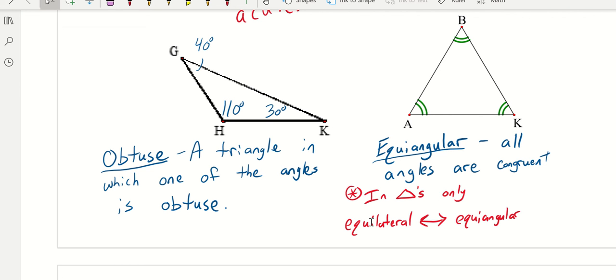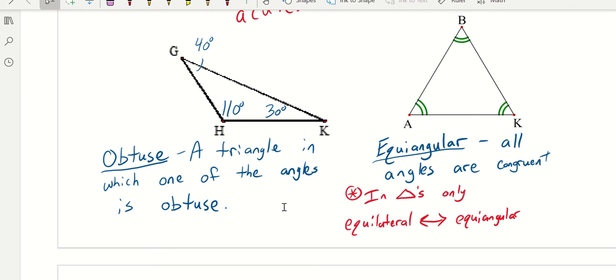Two quadrilaterals that are equilateral, but are not equiangular. Do you know what a rhombus is? A rhombus is a four-sided figure, kind of shaped like a diamond, they call it sometimes, where all four sides are congruent.